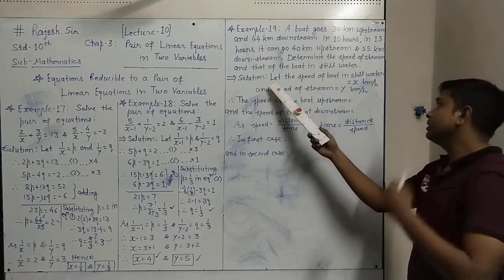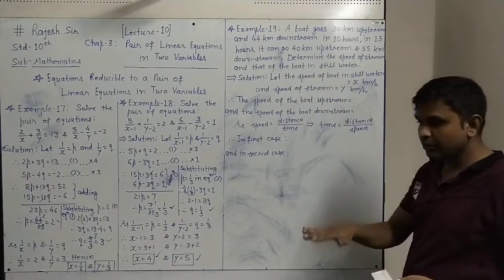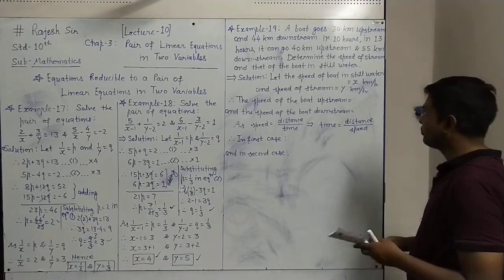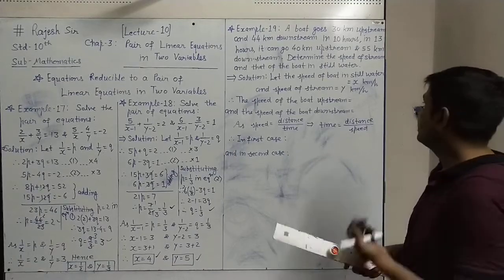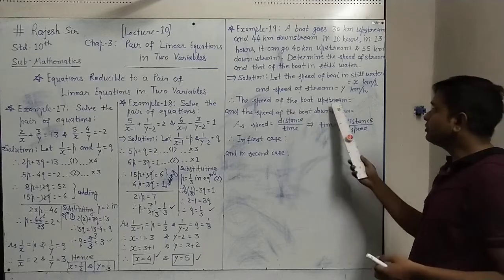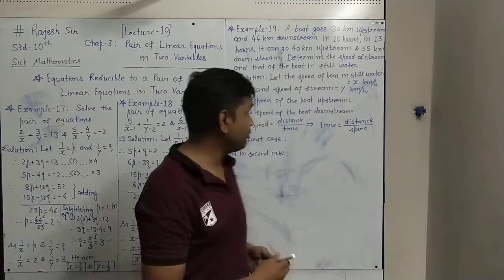So in the solution, let the speed of the boat in still water be x km per hour. In still water, the boat speed is x km per hour we consider. And the speed of the stream, the flow of the water, that speed is y km per hour. Therefore, the speed of the boat is upstream and downstream. What that means, we will understand first here.